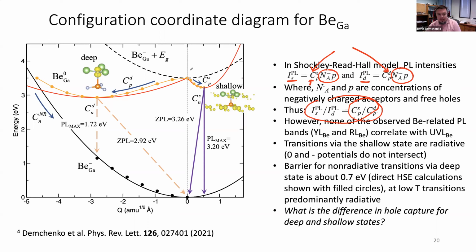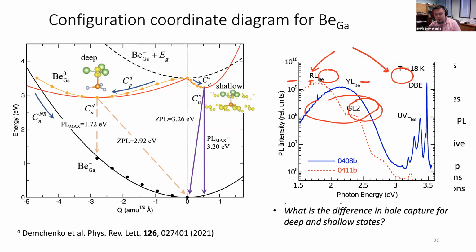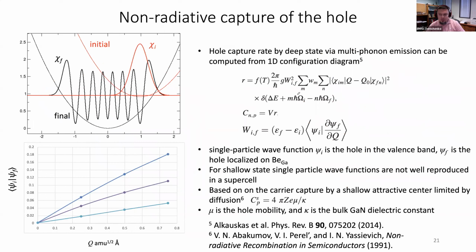Okay, now I can calculate this C_p and this C_p for the shallow and deep state, and there is a way to do this by doing multiphonon emission calculations. I'm going to skip this. If people want to know how I do these capture coefficient calculations, I can go back to this slide and explain how the vibrational problem is solved, and the probability is calculated for non-radiative transition from the upper parabola to the lower parabola, depending on the vibrational problem and the electron-phonon coupling. So this I can address if somebody's interested.